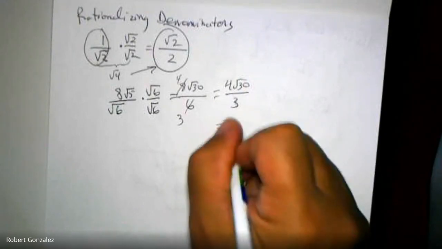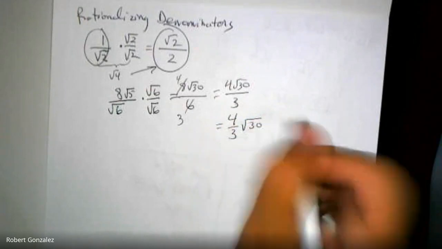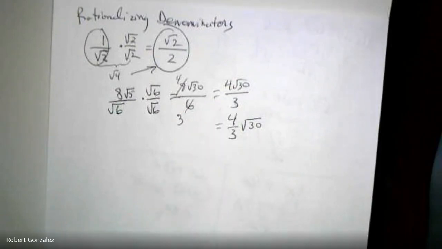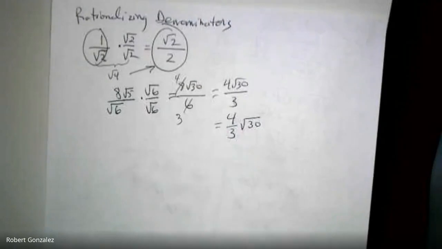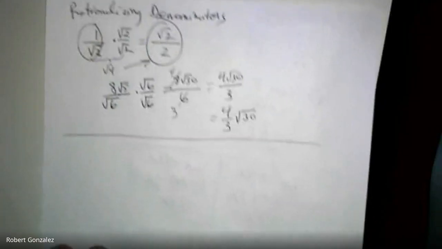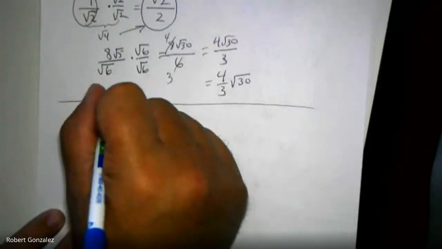So since 4 and 3 are outside of the house, I could write my answer like this. These are the same answer. When you have a number without a number underneath it, it goes with the numerator. Okay, so that leads us to a very, how should I say, radical problem.